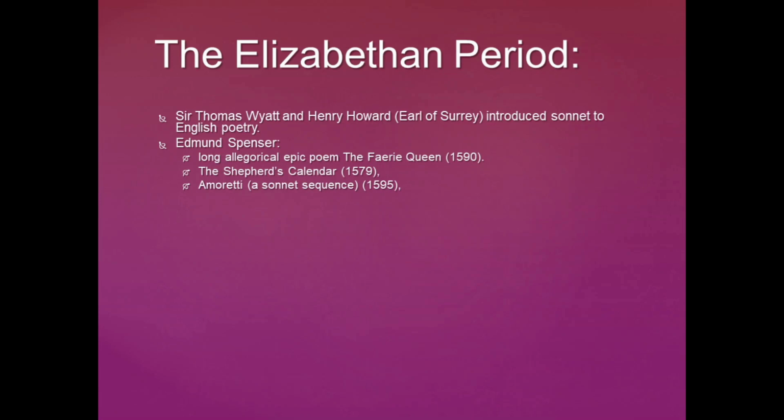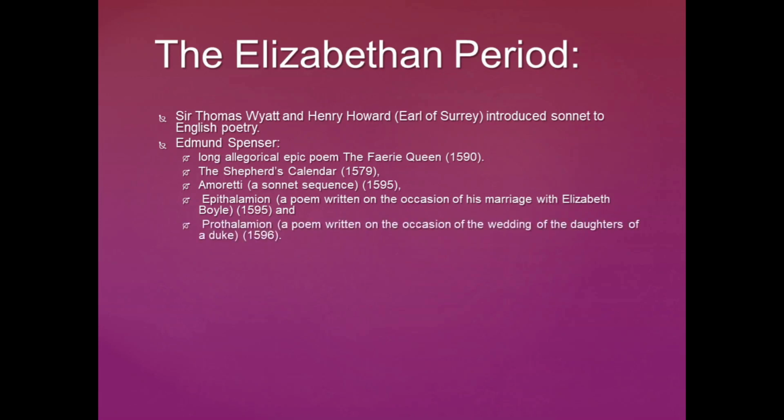Amoretti is a sonnet sequence that Spenser wrote in 1595, devoted to Elizabeth Boyle, his lover. Epithalamion, a poem written on the occasion of his marriage with Elizabeth Boyle in 1595, is famous as a marriage song, along with Prothalamion, which is a poem written on the occasion of the wedding of the daughters of a duke.